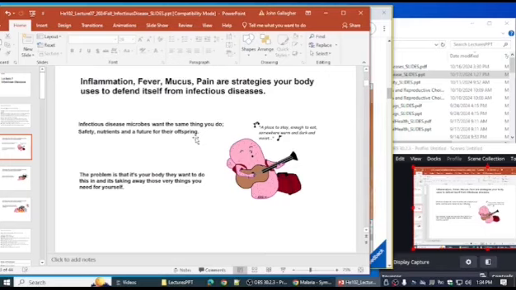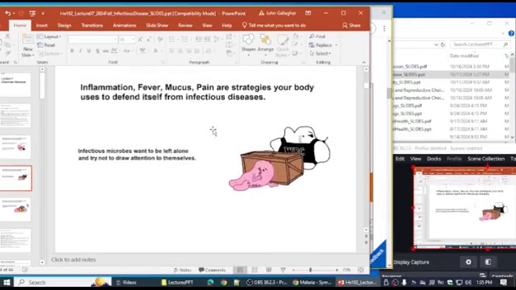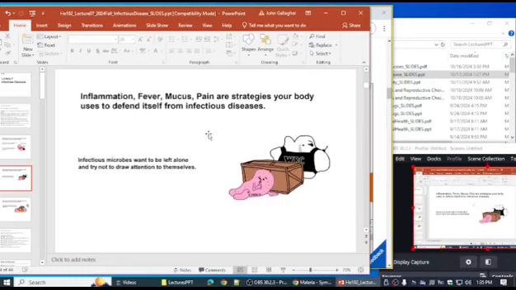The problem is they don't know any better and they get in the way. So eventually it becomes incompatible with your life. You got to do something. What you do then is have these patrols, these cellular defense mechanisms. That is your immune system.